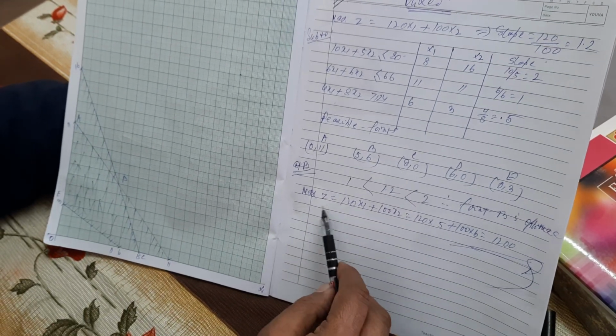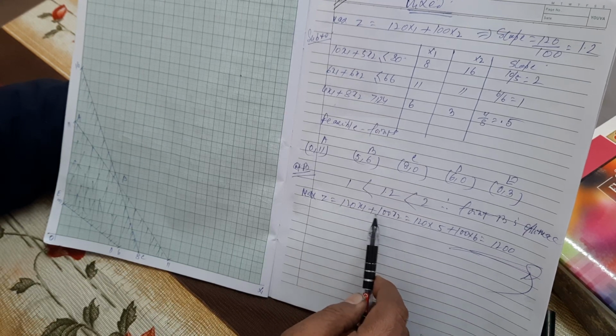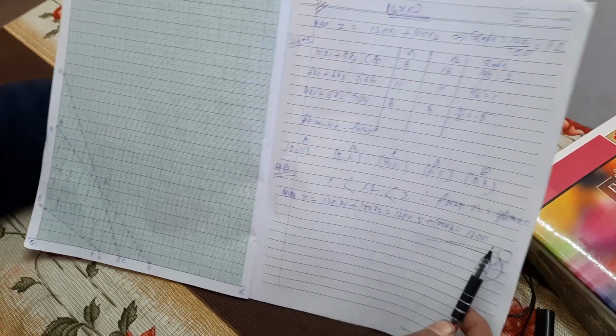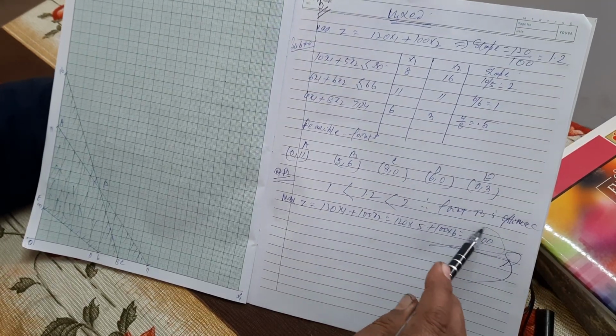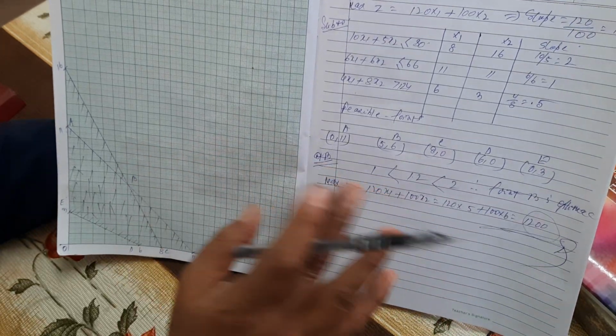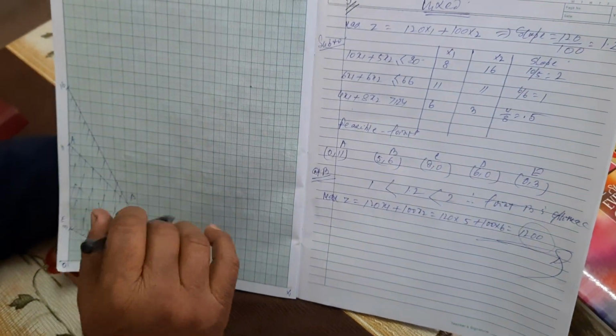So Z is 120x1 plus 100x2. So 120 into 5 plus 100 into 6, and that comes to 1200. So this is all about the graphical solution. I have dealt with the maxima, minima as well as the mixed constraint.